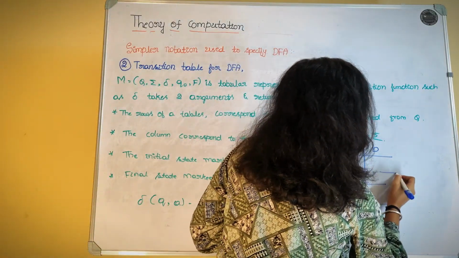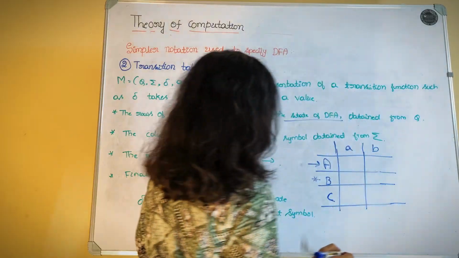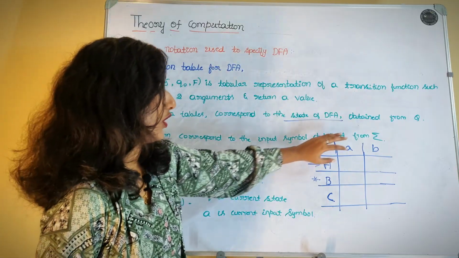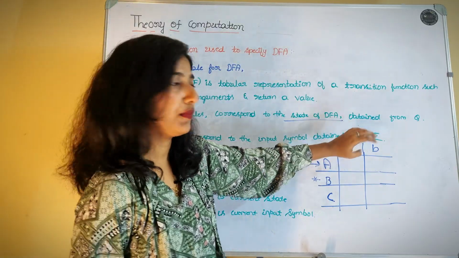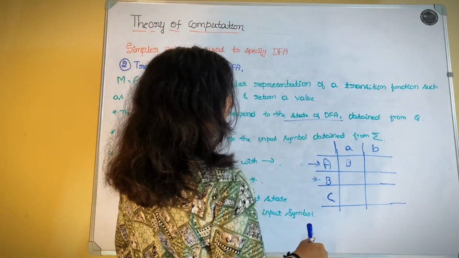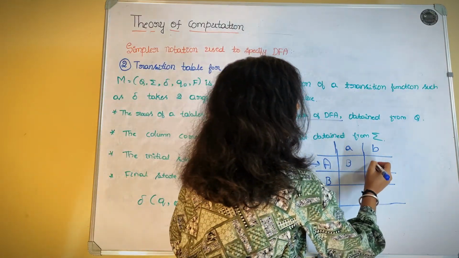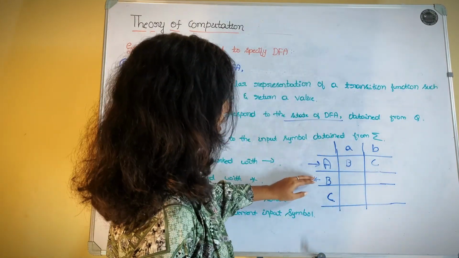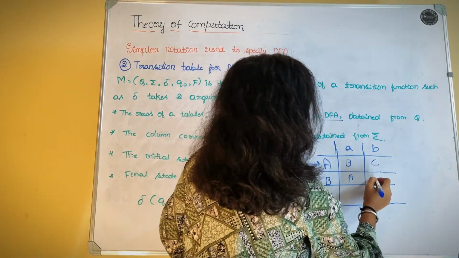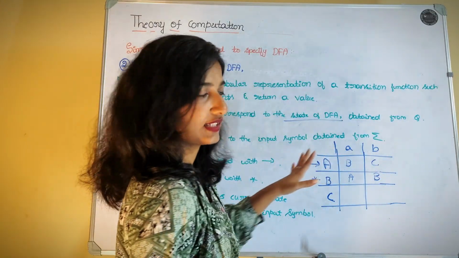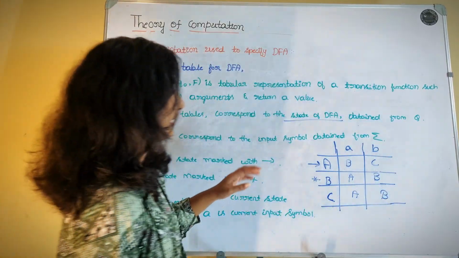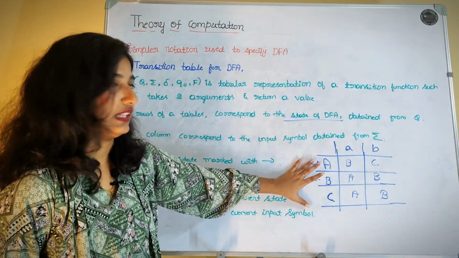Okay, so here q is the current state and a is the current symbol, right? So A, by taking the input symbol a, let's say it goes to new state B, and then A on input b, let's say it goes to new state C, and B on a, let's say it goes to A, and B on b, let's take it as B itself, and C on a, it might go to A, and C on b, it might go to B. So this is the transition table. Is it clear?